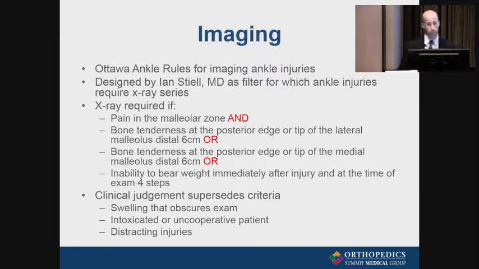Otherwise, in an ambulatory patient, pain in the malleolar zone, and we'll have a picture of what the malleolar zone constitutes, but basically pain centered around the ankle associated with at least one of the following findings is considered hard criteria for ankle x-ray. And that would be bony tenderness along the posterior edge of the lateral malleolus or the medial malleolus or within 6 centimeters of the tip of the malleolus, and inability to bear weight for 4 steps at the time of the examination.